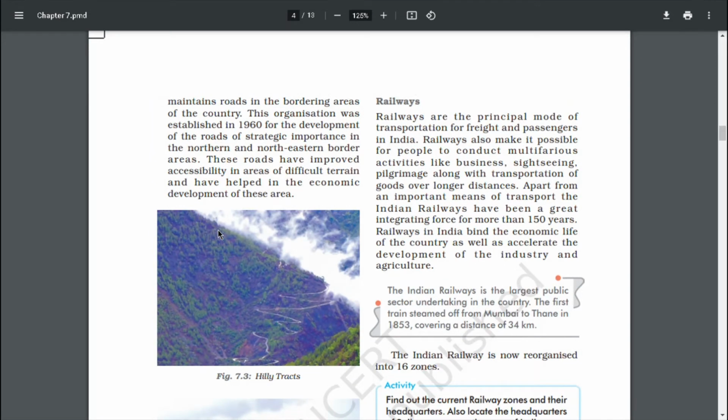Railways. Railways are the principal mode of transportation for freight and passengers in India. Railways also make it possible for people to conduct multifarious activities like business, sightseeing, and pilgrimage, along with transport of goods over longer distances. Apart from being an important means of transport, the Indian Railways have been a great integrating force for more than 150 years. Railways in India bind the economic life of the country as well as accelerate the development of industry and agriculture.